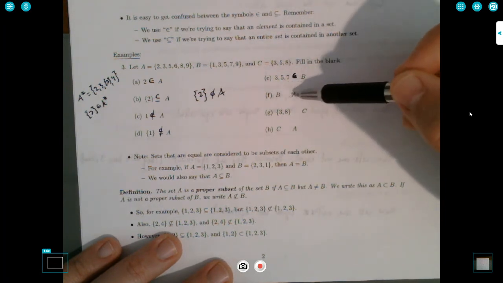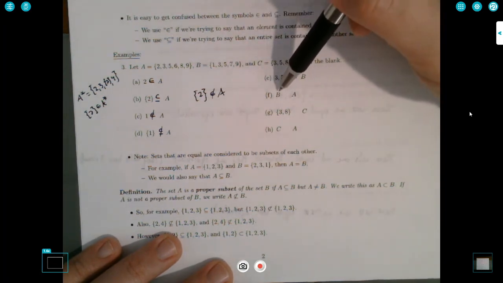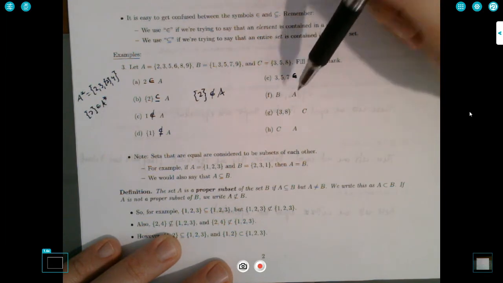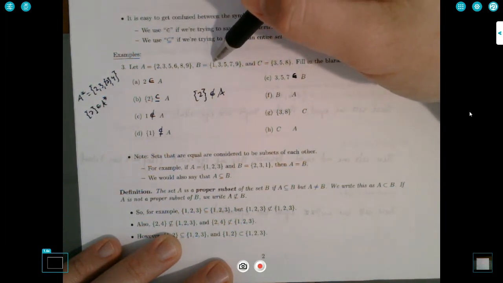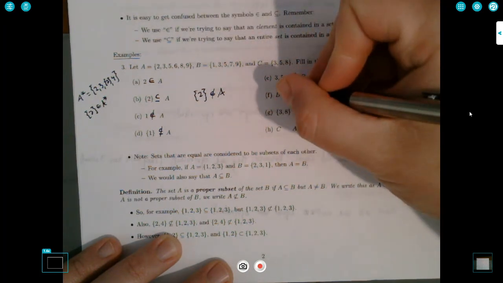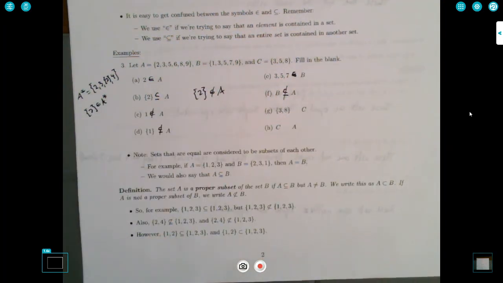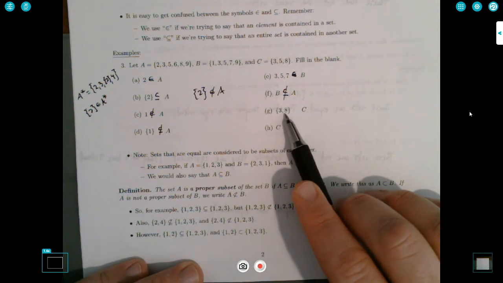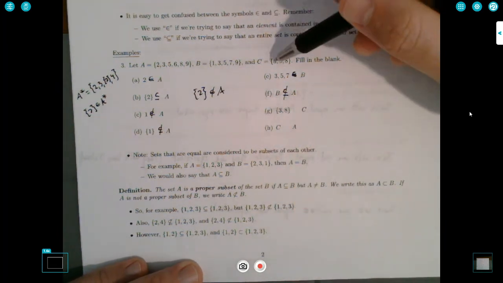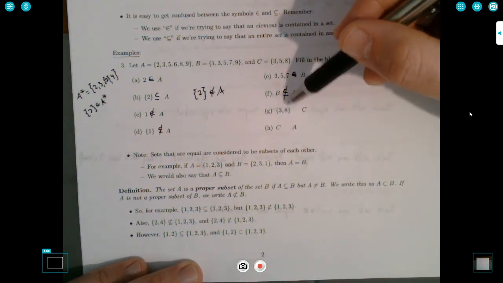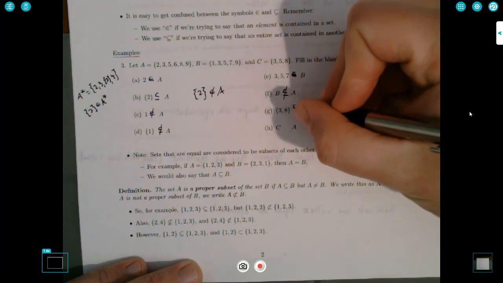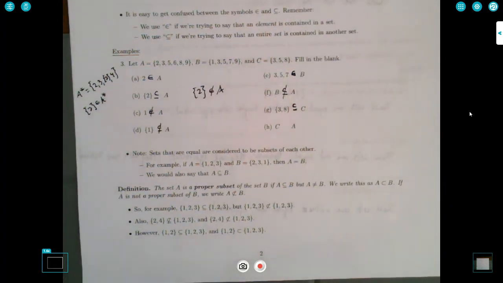Here we're comparing the two sets B and A. So let's see. Is B a subset of A? 1 is in B, it's not in A. So automatically I know that no. Since we're talking about sets, we would use the subset notation and say no. In part G, we have the set 3 and 8. Yeah, that's a subset of the set C, because 3 and 8 are both in C.